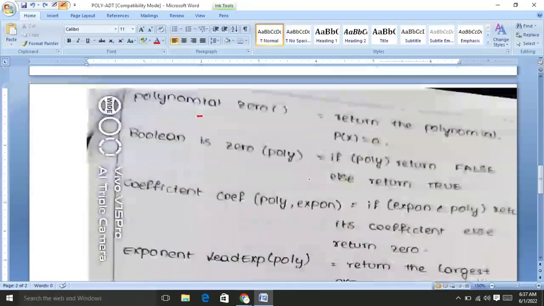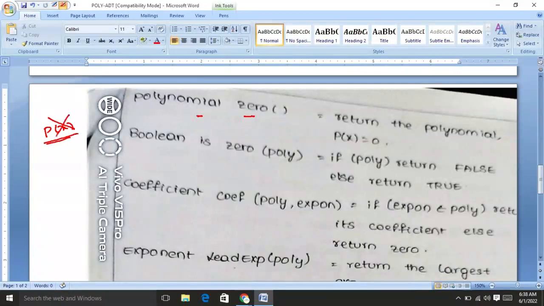The first function is the zero function. This function returns a Boolean. Suppose there is no polynomial p of x, that means there is no existence of the polynomial. It returns true, that means if p of x is 0, it returns true.